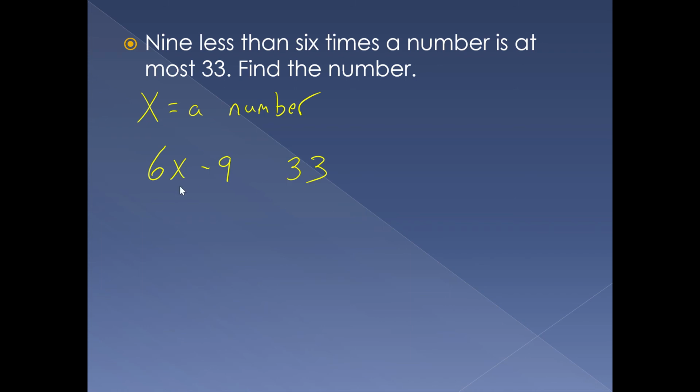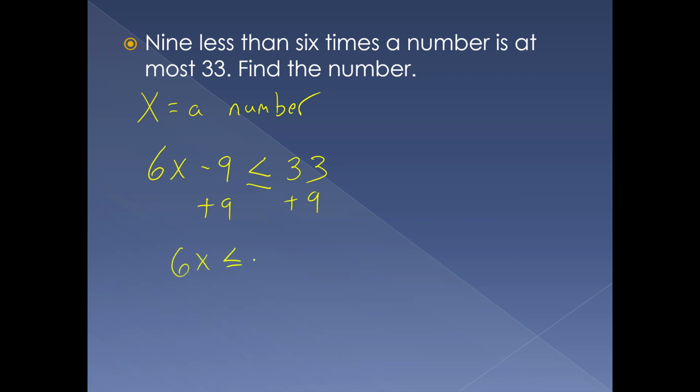Could this be 33? 6x minus 9. Could it be 33? It could. Can it be more than 33? This is at most 33. So no, it cannot. It has to be less than or equal to 33. So this could be 30, 31. It could be 33. We're now going to add 9 to both sides.